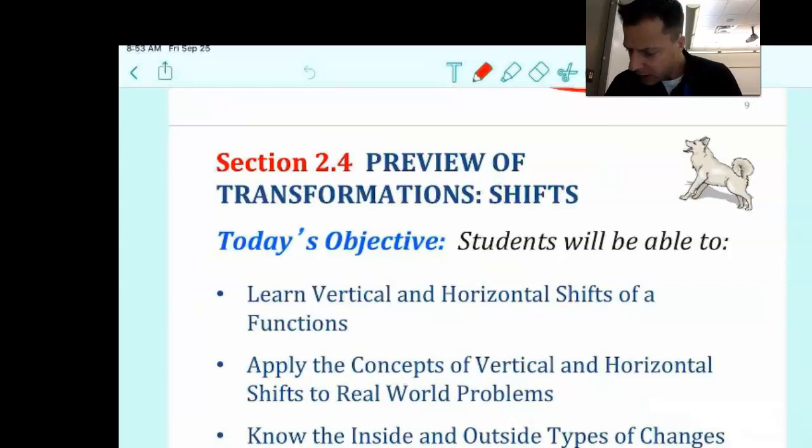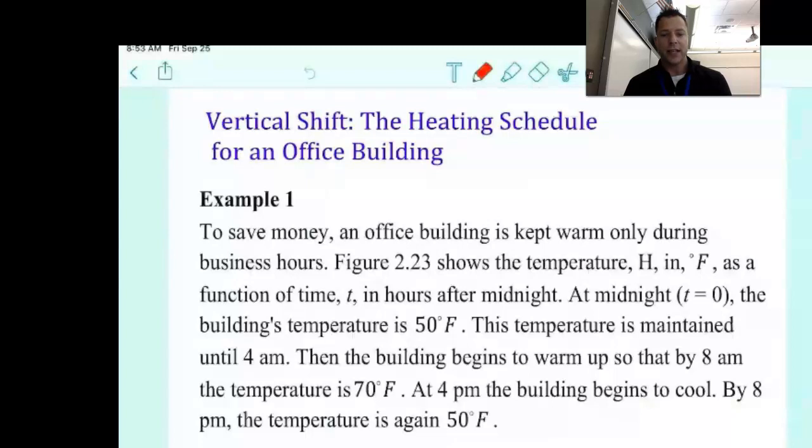And so we're going right into a vertical shift with a real life example. To save money, an office building is kept warm only during business hours. Figure 2.2.3 shows the temperature H in Fahrenheit as a function of time T in hours after midnight. At midnight, T equals 0. The building's temperature is 50 degrees, so there's a starting amount there. This temperature is maintained until 4 a.m. Then the building begins to warm up, so by 8 a.m. the temperature is 70 degrees. At 4 p.m. the building begins to cool. By 8 p.m. the temperature is again 50 degrees.